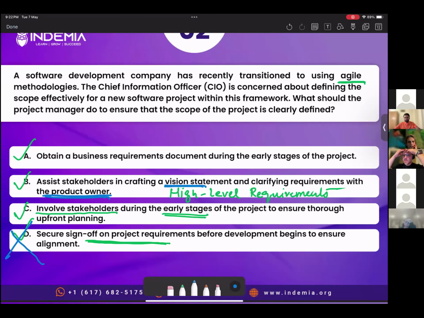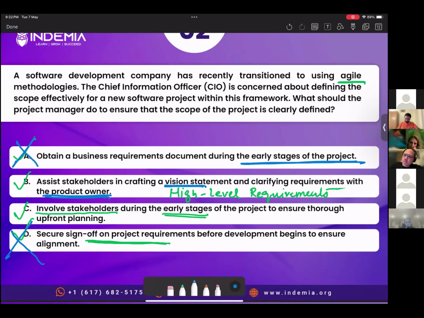So it's an agile project. The CIO is concerned about the definition of scope. So what should the PM do to manage the scope effectively? That's the question. Option A, obtain a business requirement document during the early stages of the project. Again, agile: requirements evolve with the passage of time. So if we define something during the early stages, during initiation, that would not help. That is a good thing to do, but it would not help in a situation where we have evolving requirements. So option A is incorrect.